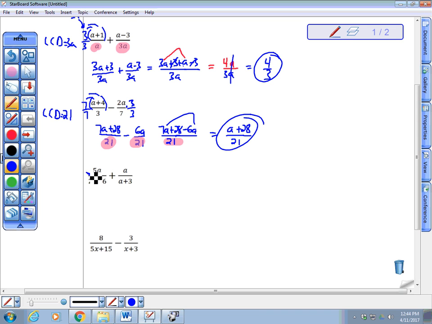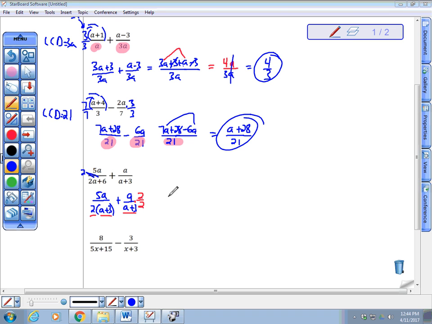This one here, to figure it out, let's GCF out a 2. And so we're going to have 5a over 2 with an a plus 3, plus a over a plus 3. Now this one has the a plus 3, the other one does too. This one has a 2, this one doesn't. So I'm going to multiply top and bottom by 2.